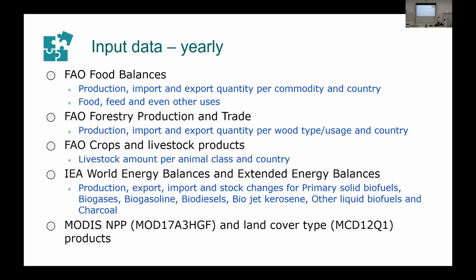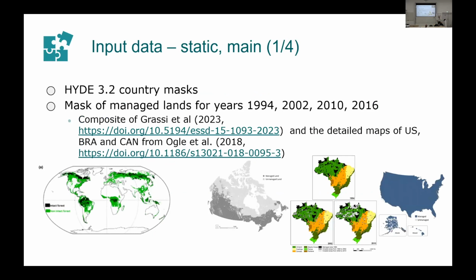We also have statistics from the International Energy Agency, world energy balances and external energy balances. That's for the biofuel. And we end the list of annually updated input data with the MODIS NPP. Those are activity maps of vegetation activity from the MODIS instrument on board a NASA satellite. And we have an associated land cover type that varies from one year to the next. So that's all that changes from one year to the next.